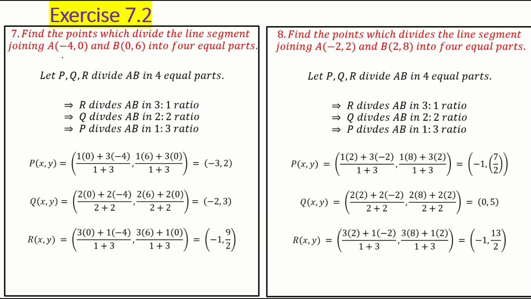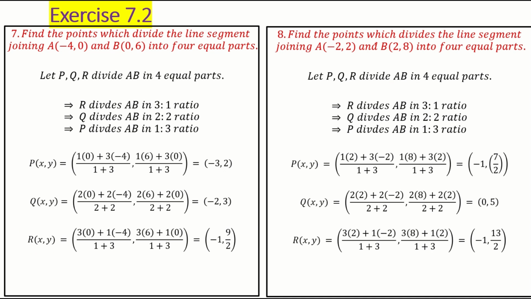Find the points which divide the line segment into four equal parts. This is just an extension of your trisection points. If you need four equal parts, the first one will divide in 3:1 ratio. P is the first one, Q is the second one, R is the third one, but I wrote it in reverse. R divides in 3:1 ratio, Q divides in 2:2 ratio, and P divides in 1:3 ratio. Now you know the ratios. You apply the section formula and you will get the values of P, Q, and R.